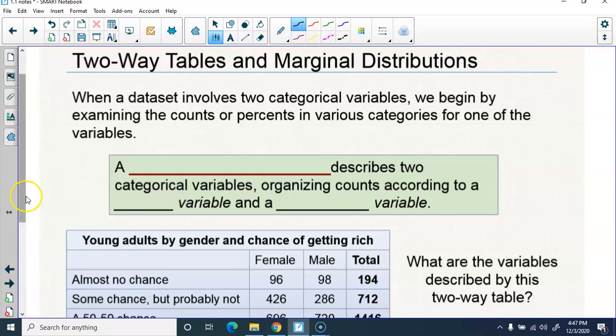Two-way tables and marginal distributions. When a data set involves two categorical variables, we begin by examining the counts or percents in various categories for one of the variables. A two-way table describes two categorical variables, organizing counts according to a row variable and a column variable.